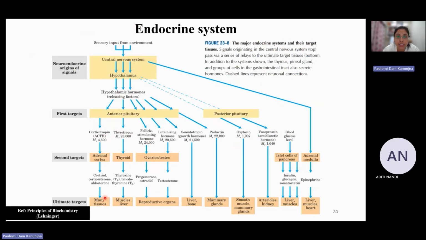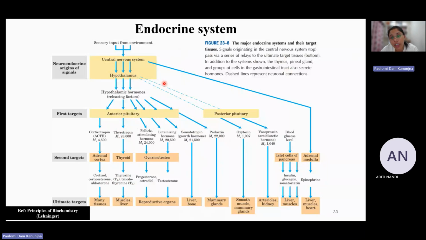Let's consider one axis. From the hypothalamus, you have a releasing factor that goes to the anterior pituitary. From there, you have corticotropin. Corticotropin is basically the adrenal cortex stimulating hormone. So this hormone goes to the adrenal cortex, and from there you have the secretion of cortisol or the corticosteroids and aldosterone. Similarly, there is thyrotropin; the tropin is from the anterior, it goes to the thyroid, and all the different hormones are released. So this is all anterior pituitary, while you have the posterior.